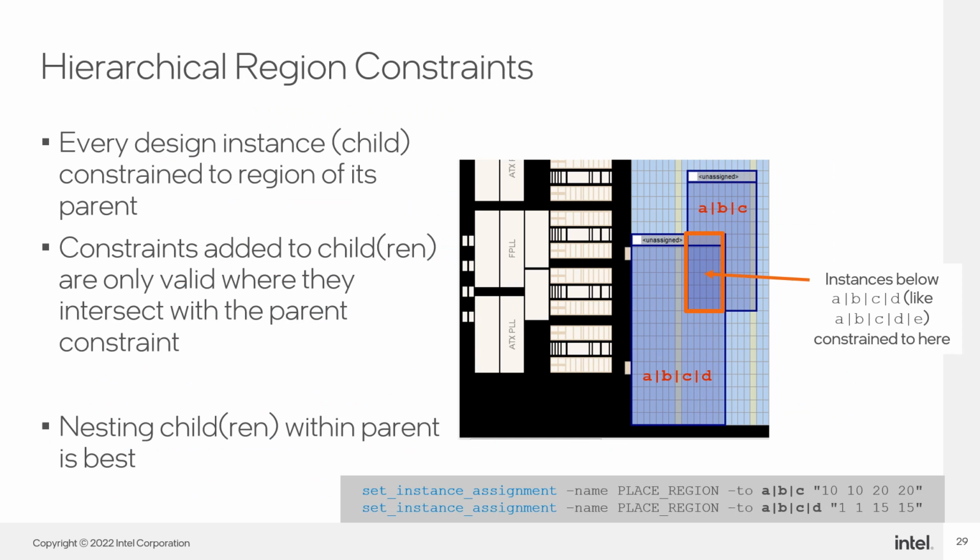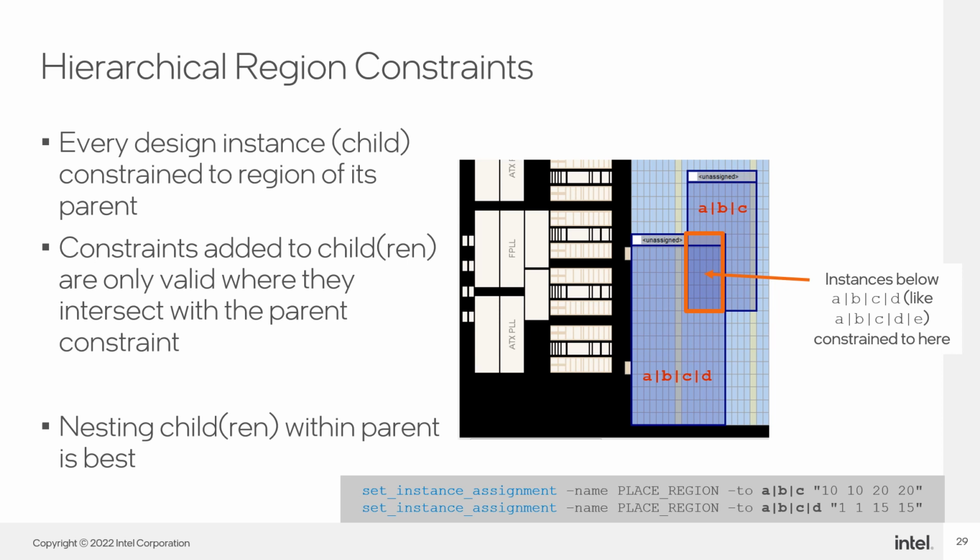Nested or overlapping logic lock regions match up with the design hierarchy. Because of this, overlapping regions restrict the placement of lower-level design instances. These child instances are constrained to the region of their parent. If a region constraint is added to the child, this constrains the placement of further lower-level instances. In the example shown here, B|C is constrained to the region in the upper right.